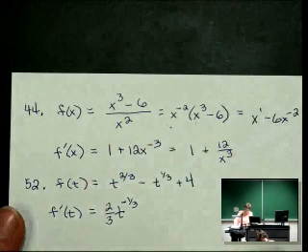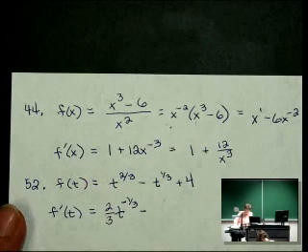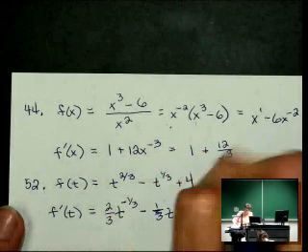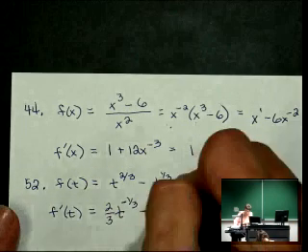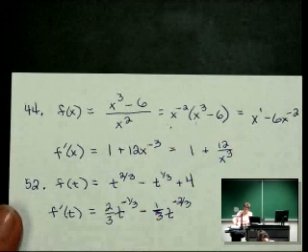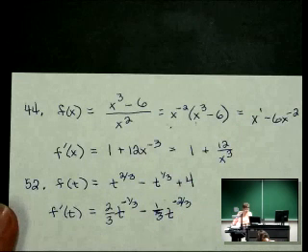What's the derivative of t to the 1/3? 1/3 t to the negative 2/3. 1/3 minus 1 is negative 2/3. What's the derivative of 4? 0. Don't need a plus 0 at the end.